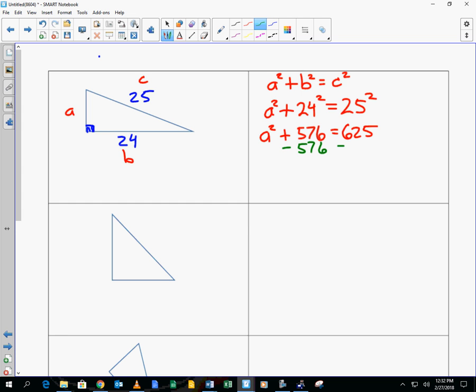Subtract that 576 over to the other side. What is 625 minus 576? 49. What number is it that we square in order to come up with 49? It's 7. So this side is 7. Very good work.